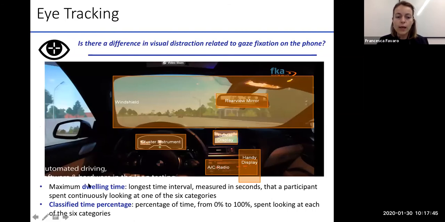We were measuring this dwelling time, or better, maximum dwelling time, which is the longest time interval in seconds that you spent continuously looking at the same thing. So the longest you looked at your cell phone for was 5 seconds, or 2 seconds, 1 second. And then we were also looking at what's called the classified time percentage, which is just the percentage of how much time you spent overall on each of those categories. Like in the entire test, 50% of your time you looked at the windshield, 15% of your time at the rear view mirror, and so on and so forth. So that we could basically collect this 100% of where you were looking through the entire test.